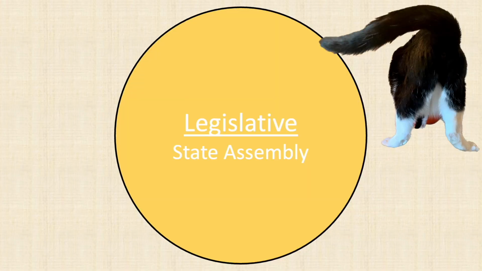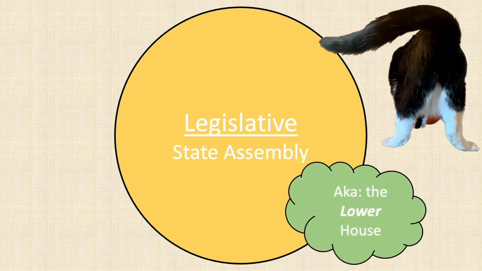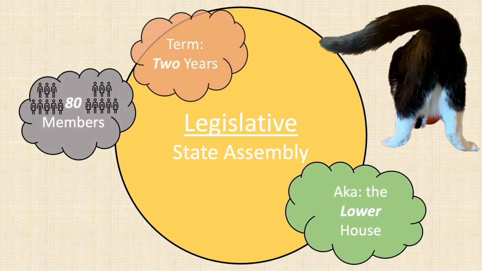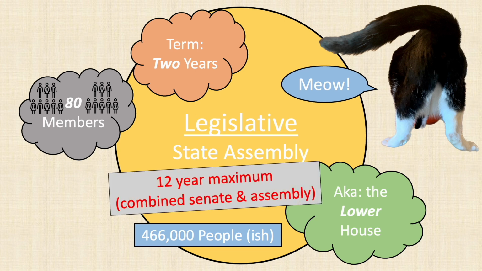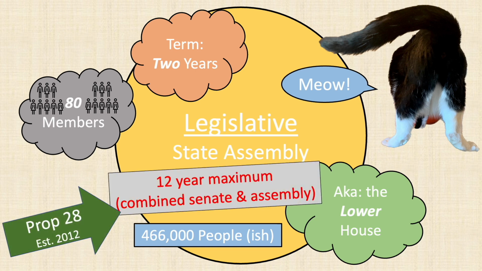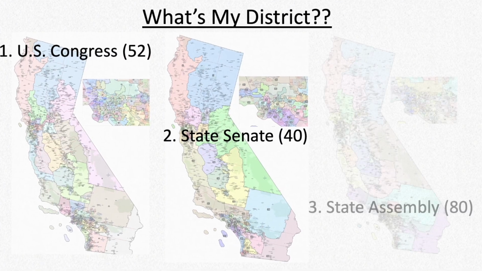Let's look at the other state legislative chamber, the Assembly. The California State Assembly, also called the Lower House, has 80 members. They serve 2-year terms. This means that like the U.S. House of Representatives, you'll see the state assembly on your ballot every time you cast a vote. Each member represents almost 500,000 Californians. Anyone who serves in the California State Senate or Assembly is limited to a maximum of 12 years combined service, thanks to 2012's Proposition 28. Let's have a look at the map and put it on the board.